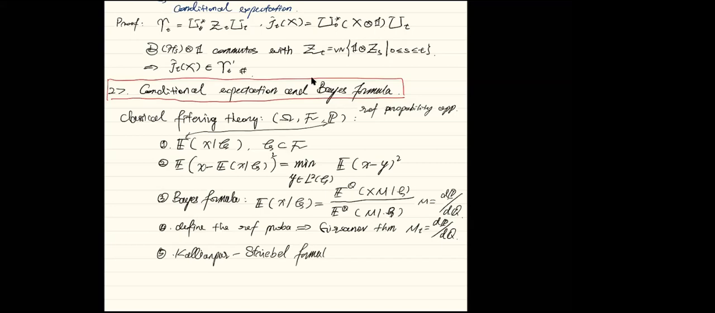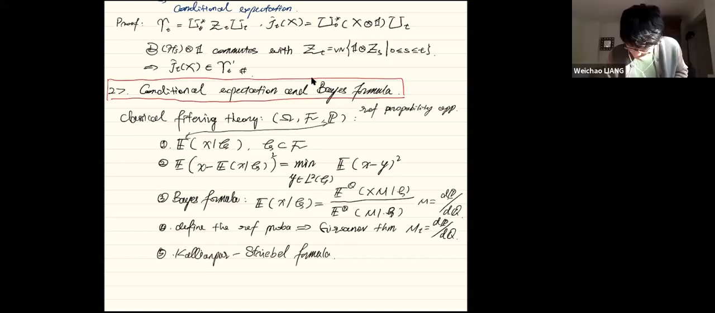Sorry, in step four, where's the dependence on t when you say mt is the derivative of q? Yeah, sorry, you're right. Here is a t, the q, the new probability measure depends on t.